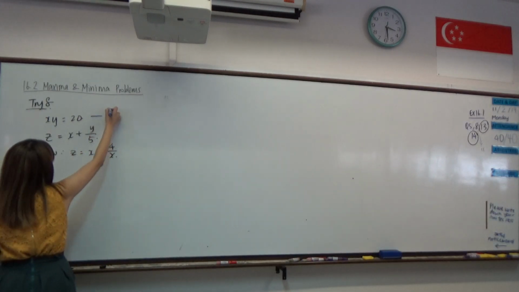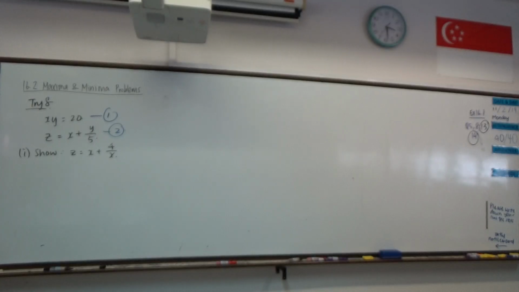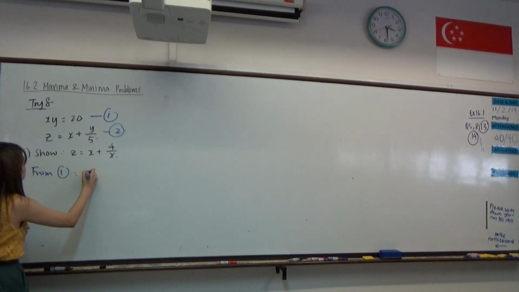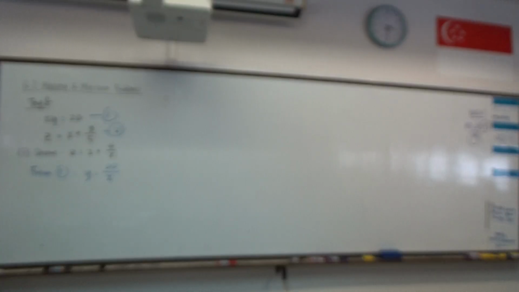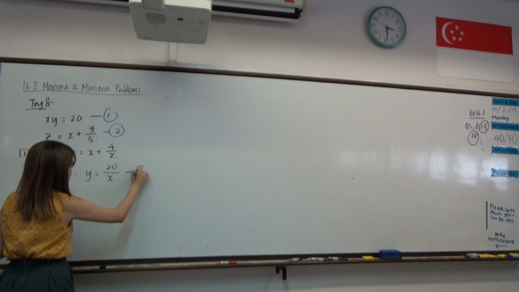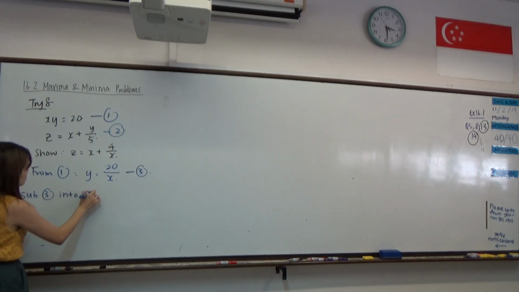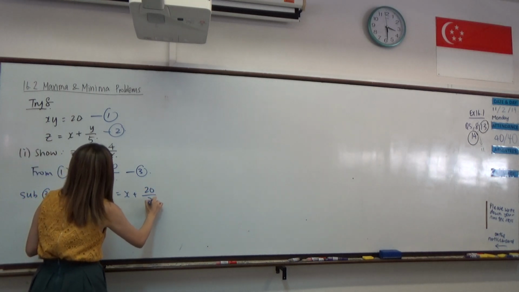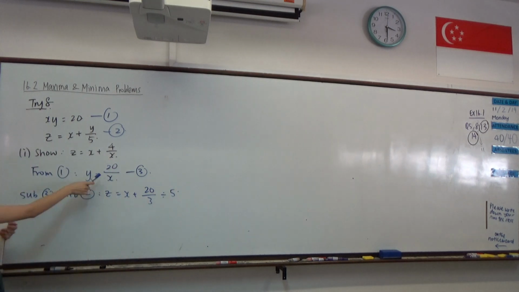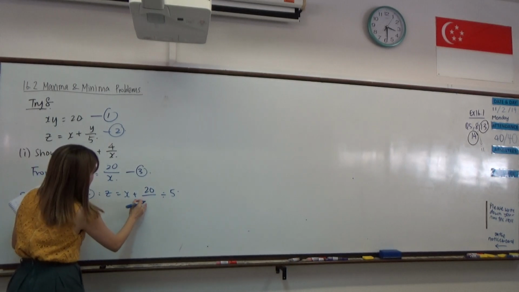So what we will do first is to do it simultaneously, right? Okay. So from 1 itself, y is equal to 20 over x. And then we just have to substitute 3 into 2. So substituting 20 over x here, we get 20 over x, divided by 5.